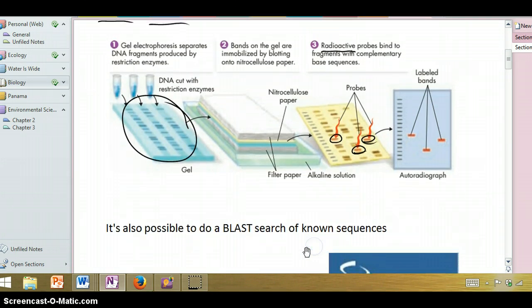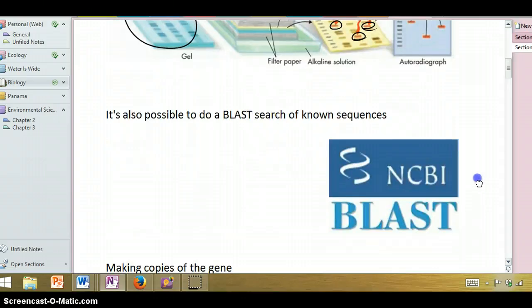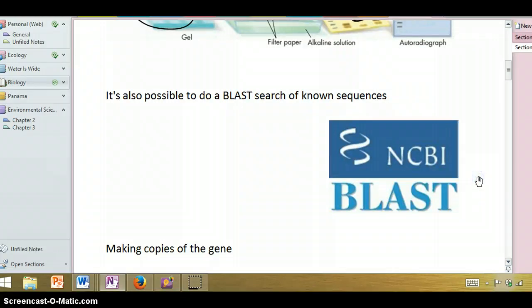Now, you can also do what we did the other day and do BLAST searches to try to find known sequences of DNA that may contain our gene. BLAST, by the way, stands for Basic Local Alignment Search Tool. It takes your sequence and essentially tries to align it with other known sequence and tell you whether you have matches.